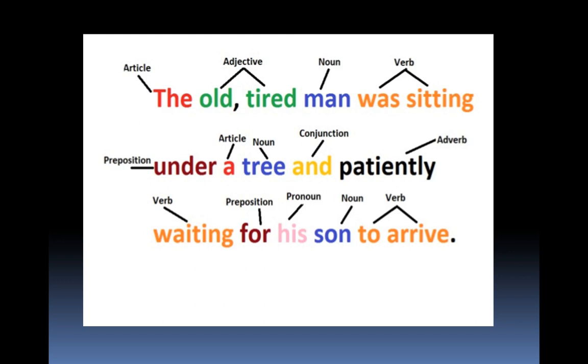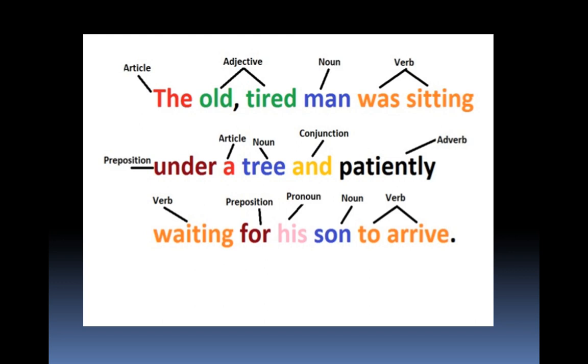Now we have learned that adjectives mostly sit before the noun. They can also sit after the noun, but mostly they sit before the noun. I mean, we can make a sentence by placing the adjective before the noun. The next one is very easy. It is a noun. Man is a naming word, so it is a noun.